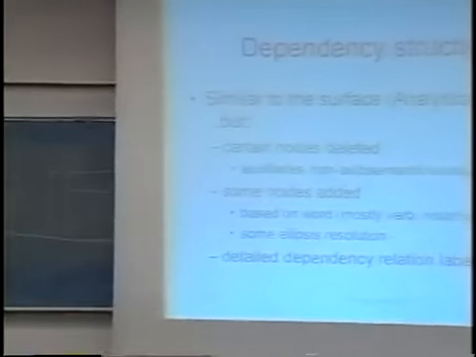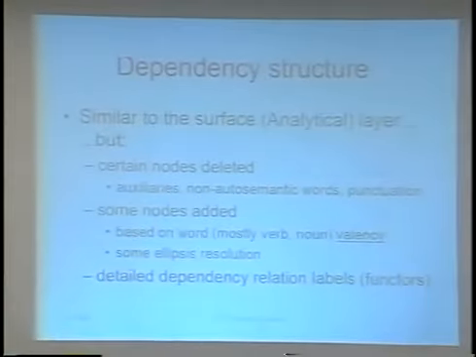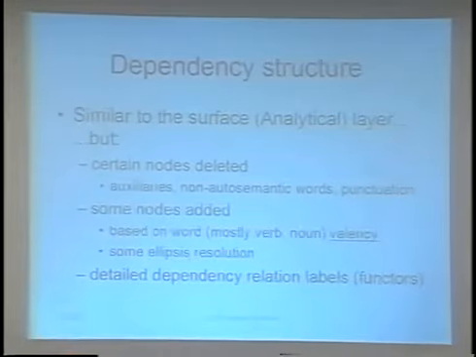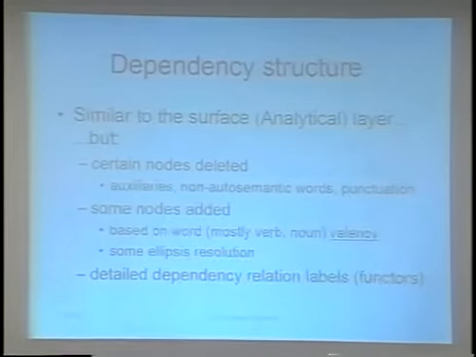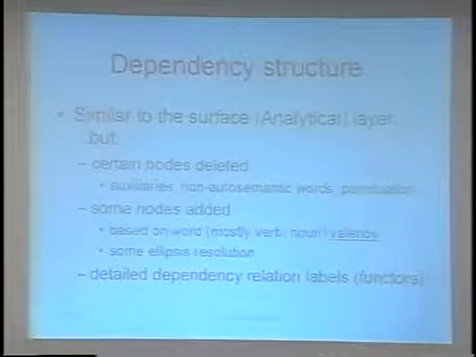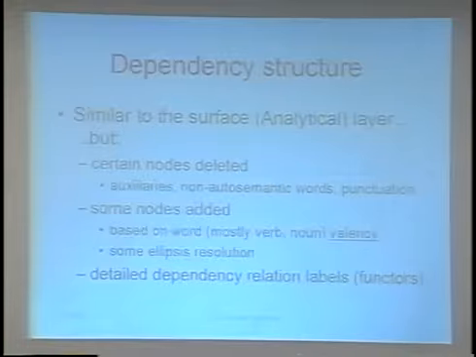Here, since we want to go one step further to get more semantics, we are deleting nodes, mainly the function words and other stuff, and I will show examples of that. But also we are adding things. And we are adding things where we have to solve ellipses and where we have to do other things that make it necessary to add some words.